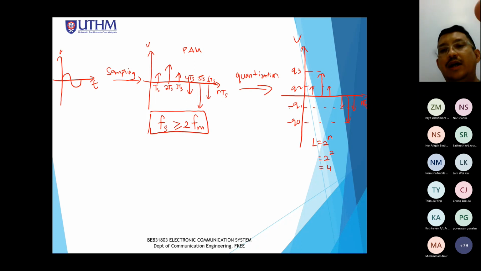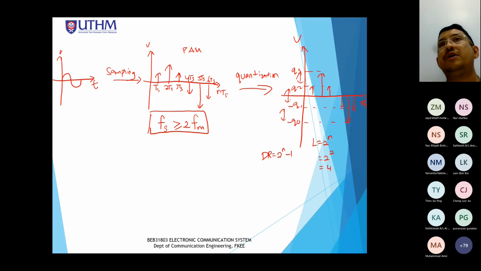From here, I have learned that the resolution is the step size. Resolution is the step size. And we also have learned about dynamic range, DR is equal to 2 power of n minus 1. As I've mentioned in the class, the more quantized levels that we have, the better the output signal that we produce.